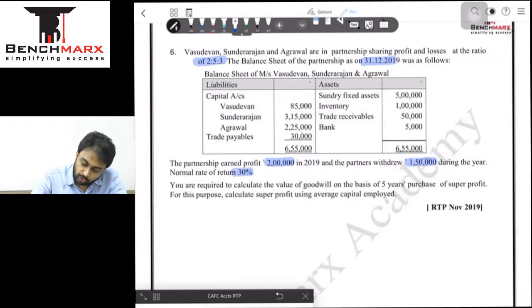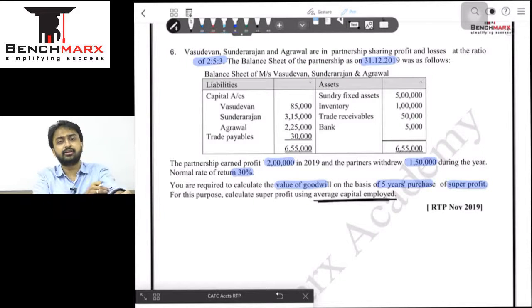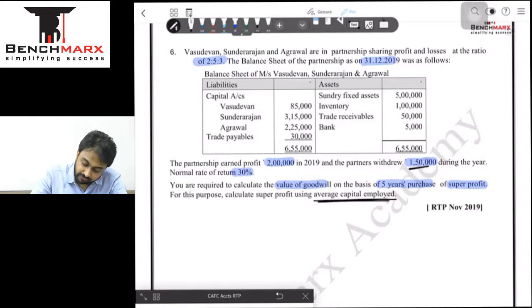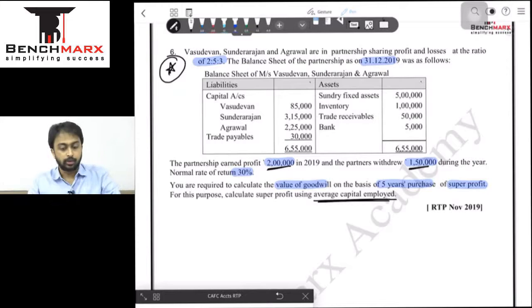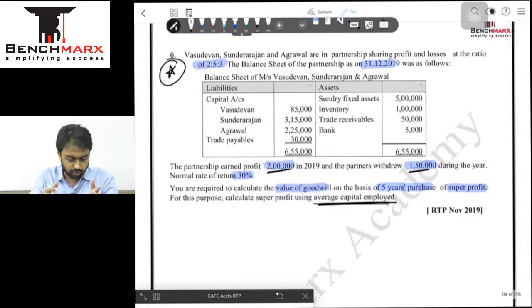You are required to compute the value of goodwill on the basis of 5 years purchase of the super profit. For this purpose, super profit is found out using average capital employed. Important. They are going to find the average capital employed, and that is why they have given the drawings and they have given the profits as well. So please mark this question important, because we are going to base our goodwill computation on average capital. We have not done a question like this in the previous RTP, so ये काफ़ी अच्छा question है. Please revise this on the last date.